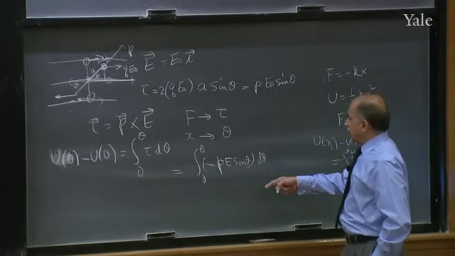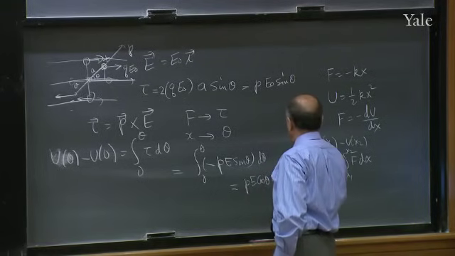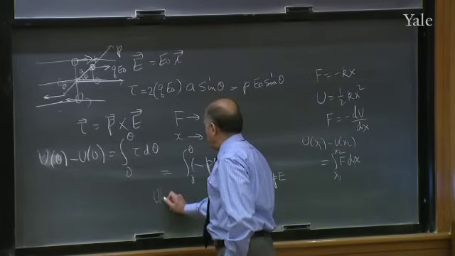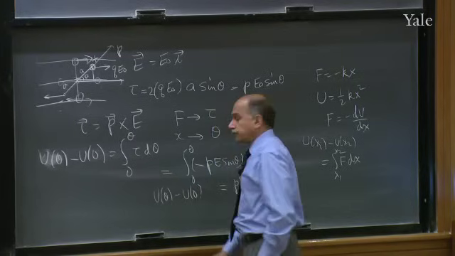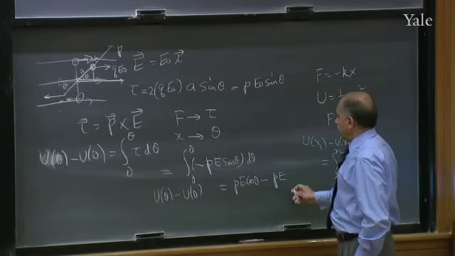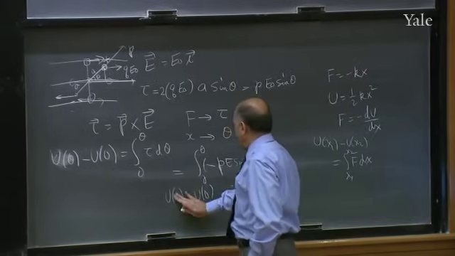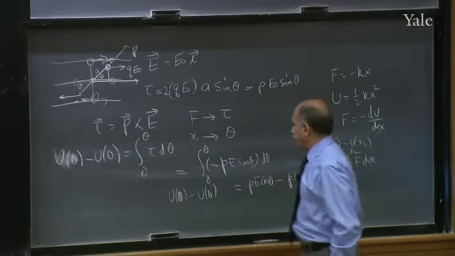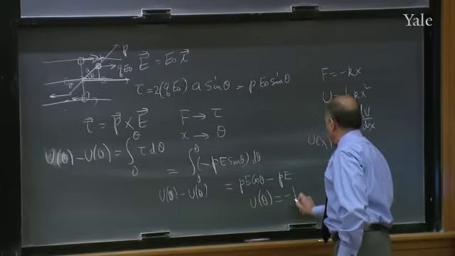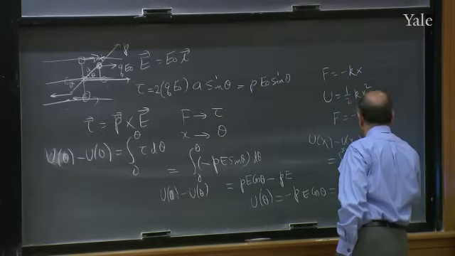Now, integral of minus sine theta is cosine theta. So you will get PE cosine theta minus PE cosine 0, which is minus PE. And that is supposed to be equal to U of theta minus U of 0. By comparing the two expressions, you can identify U of theta. Therefore, U of theta is equal to minus PE cosine theta, which is minus P dot E.